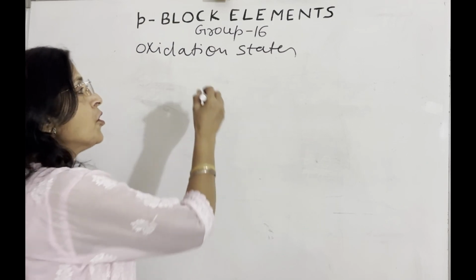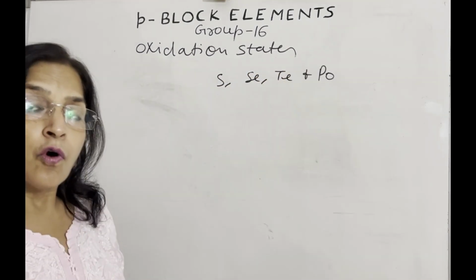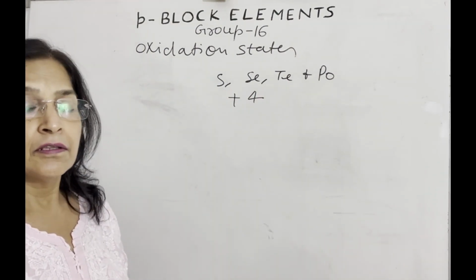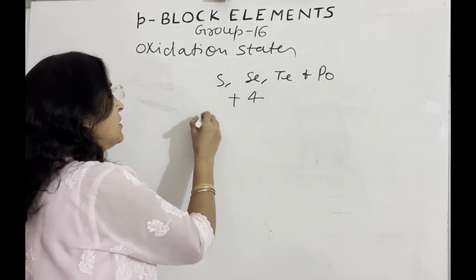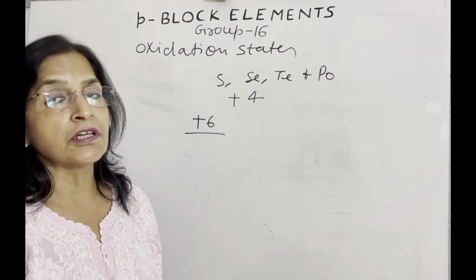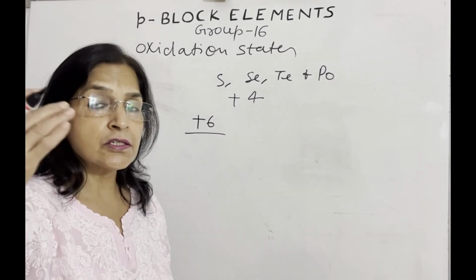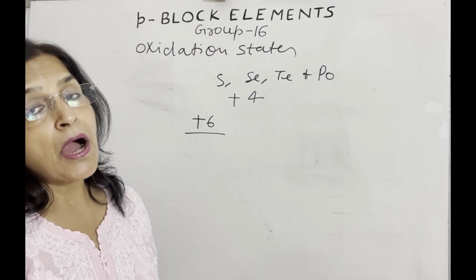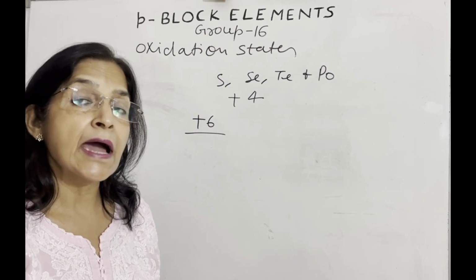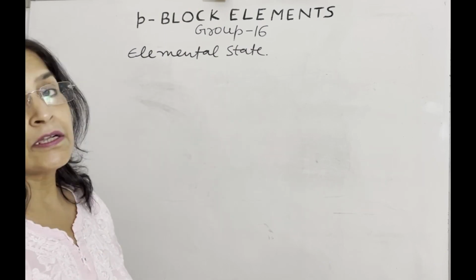The compounds of sulfur, selenium, tellurium and polonium with oxygen are in +4 oxidation state, and with fluorine the compounds of these elements are in +6 oxidation state, because fluorine is the strongest oxidizing agent and oxidizes these elements to their highest oxidation state. And the compounds in +6 oxidation state show only oxidizing properties, meaning they can reduce their oxidation state.